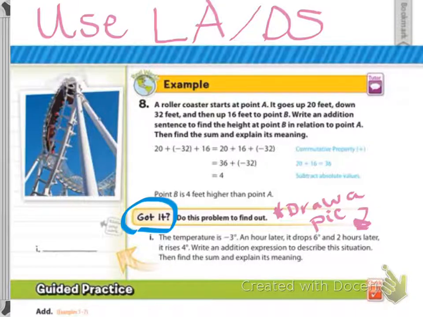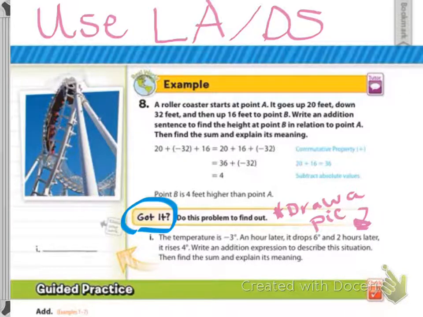Okay. Looking again using your LADs, like signs add, different signs subtract. Looking at the last example, number 8. A roller coaster, and you have the roller coaster going up, then down, then back up. So you have to figure out where did the roller coaster end. Find the sum and then explain its meaning. Okay?